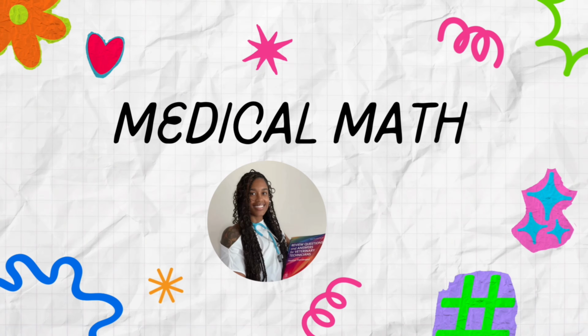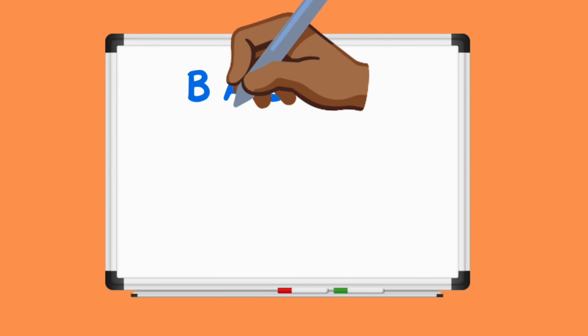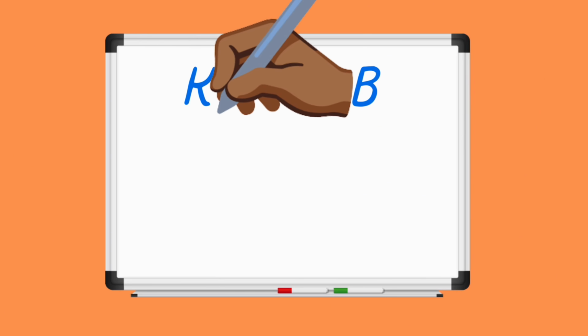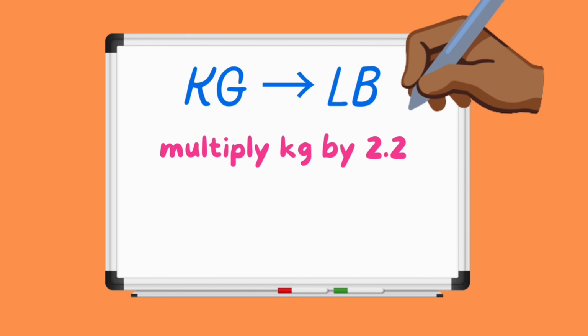Today we're gonna make VTNE math a breeze. No stress, just quick, practical stuff. So let's start with the basics, the easy peasy stuff. If we're converting kilograms to pounds, we multiply by 2.2.